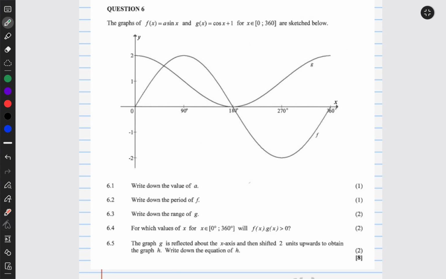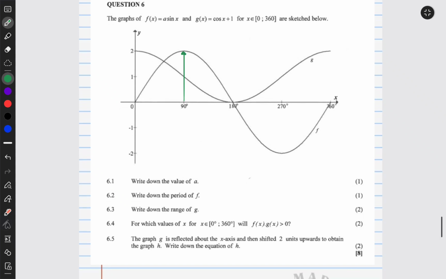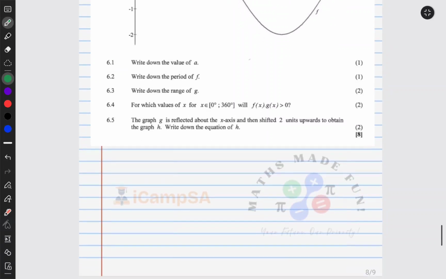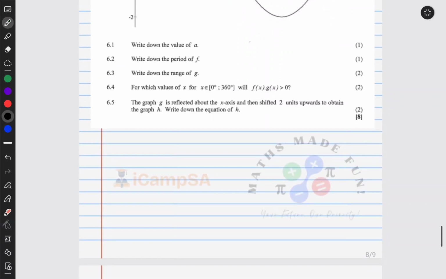Write down the value of a. A, I told you, is the vertical stretch from the baseline to the maximum. So it's from 0 to the maximum point, which is 2. Therefore we're going to have a being 2, so 2 sine x. 6.1, a is equal to 2.